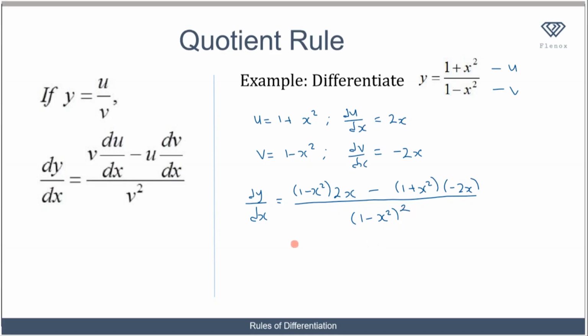Square it based on the formula. So when I simplify this, 2x times 1 gives me 2x. 2x times minus x squared gives me minus 2x cubed. Then 2x times minus gives me plus 2x. Then plus 2x times x here gives me plus 2x. And plus 2x times this gives me plus 2x cubed. Then I have over 1 minus x squared all squared.